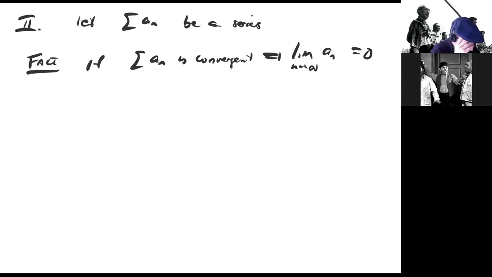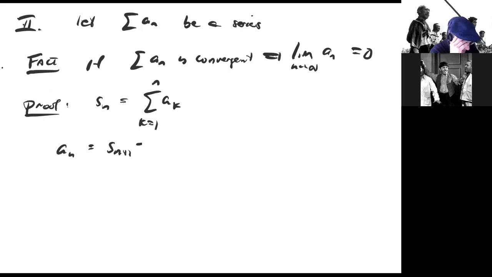And here's the proof of the fact. Let S sub n be the nth partial sum, so that would be the sum over a sub k, k goes from 1 to n. Then a sub n is equal to S sub n plus 1 minus S sub n. You add up the first n plus 1 terms of the series, and then you subtract off the sum of the first n terms, and you'll get a sub n. You're just getting one extra term when you look at S sub n plus 1.